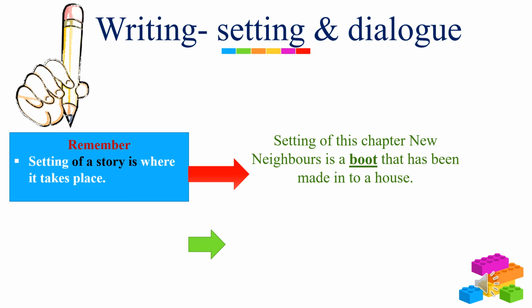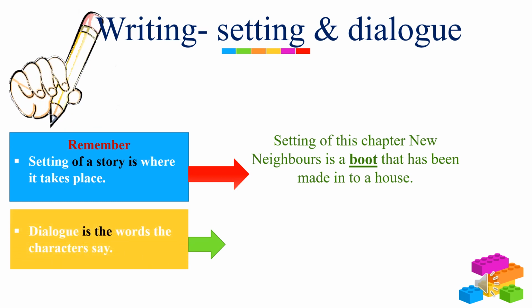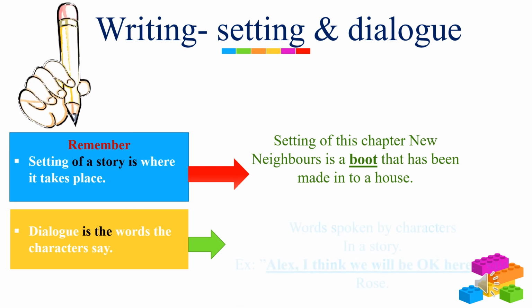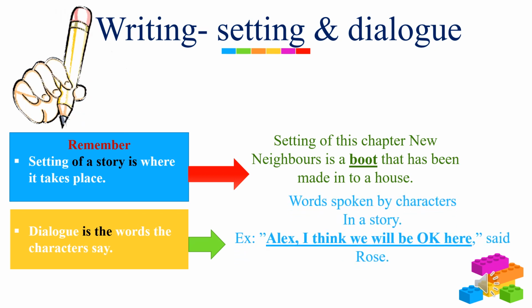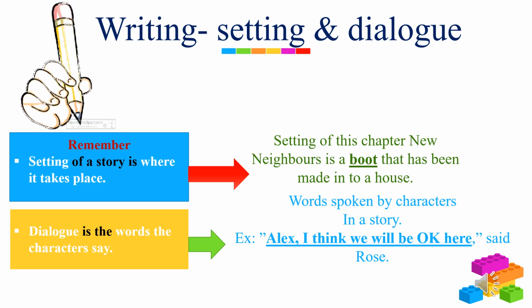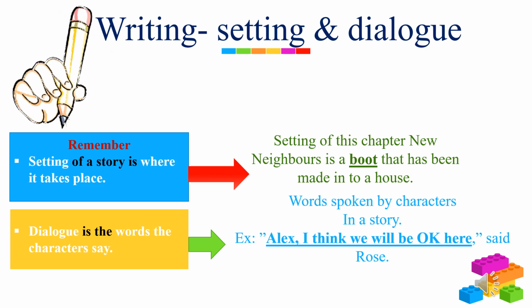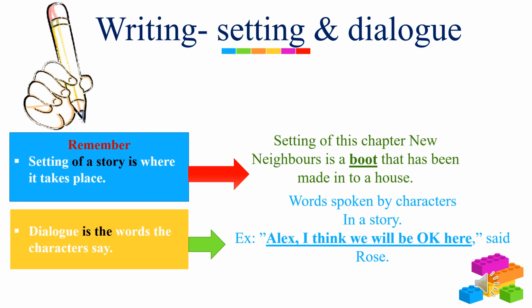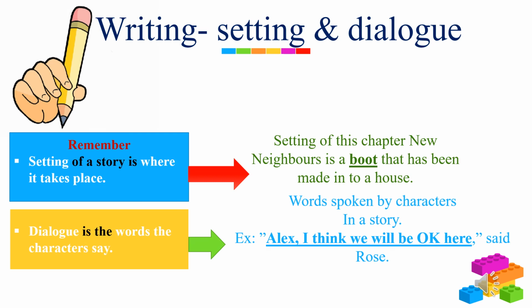So next one is dialogue. Dialogue is the words the characters say, words spoken by characters in a story. As an example: "I think we will be okay here," said Rose. This is one of the dialogues that I have taken as an example, and there are many more dialogues in this story.